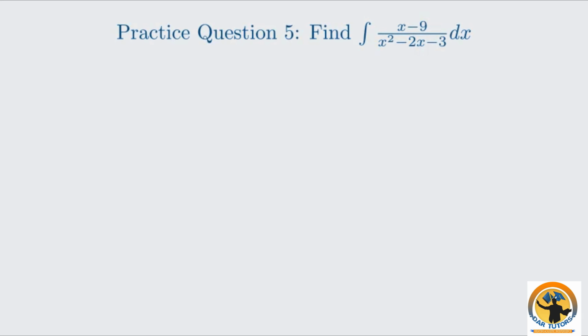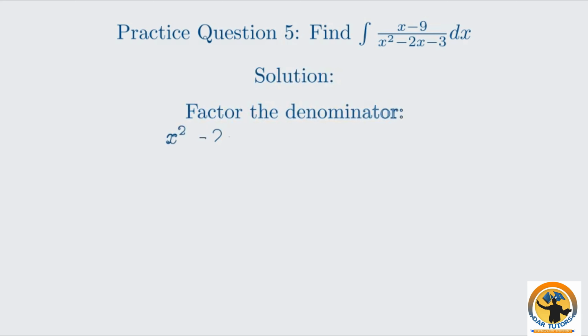For our final practice question, we'll use the method of partial fractions. Find the integral of (x minus 9) divided by (x squared minus 2x minus 3). This is a rational function where the degree of the numerator is less than the degree of the denominator. The first step is to factor the denominator. The quadratic x squared minus 2x minus 3 factors into (x minus 3) times (x plus 1).